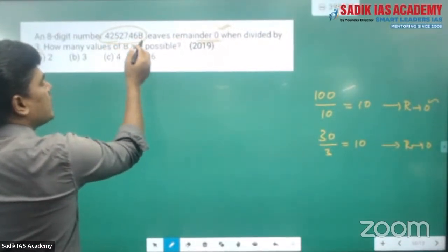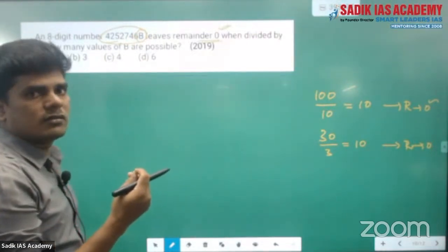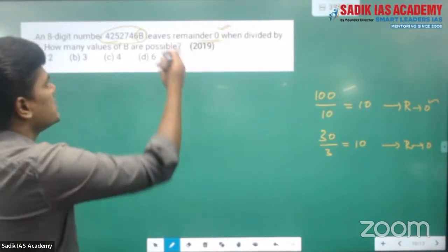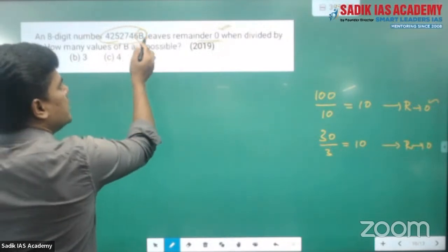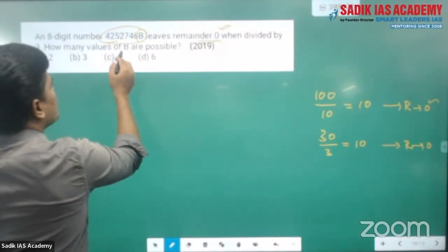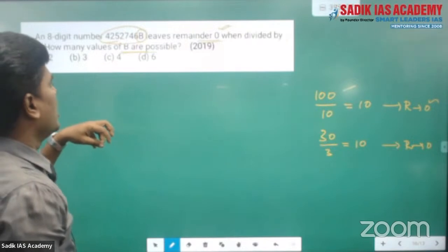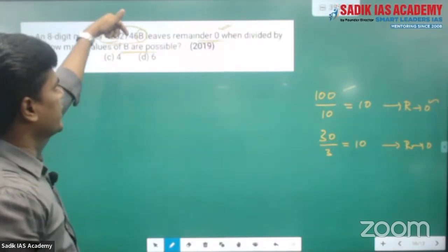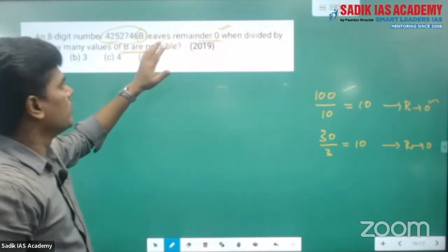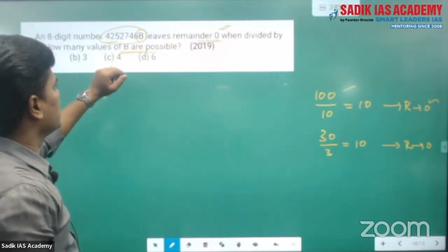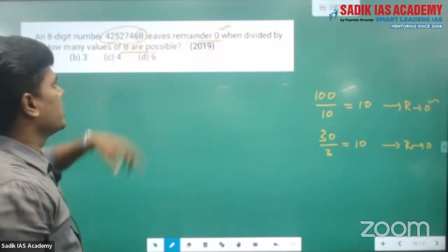But what is the condition here? They didn't give the exact number. Instead, they have kept the unit digit as B. They hid that unit digit, so in the unit digit place we can replace any number. How many numbers can we replace in the place of B? That is the question: how many values of B are possible? I don't know the exact number, but they have given that it is divisible by 3, so the remainder is 0. So what are the possible values for B?